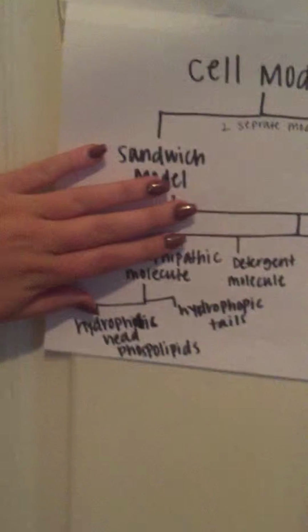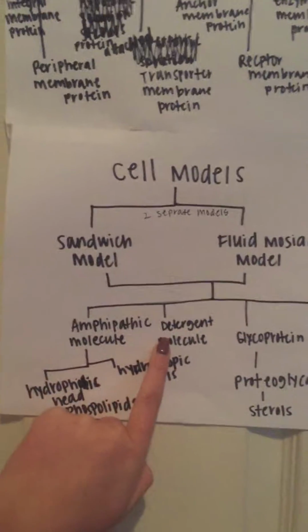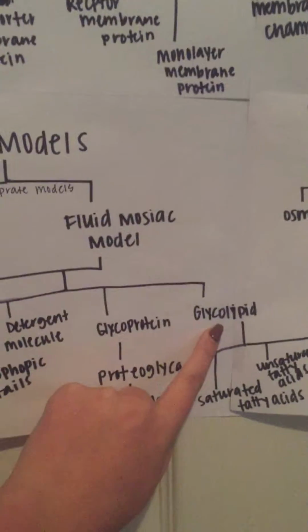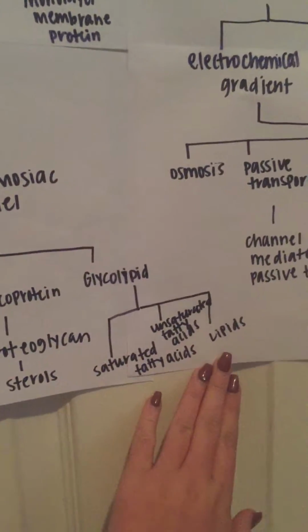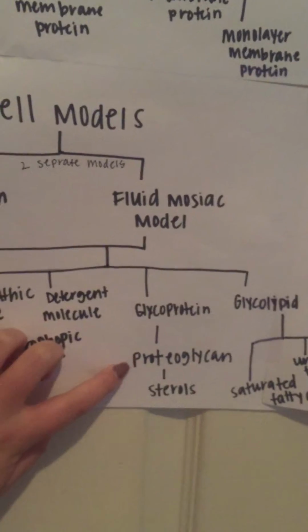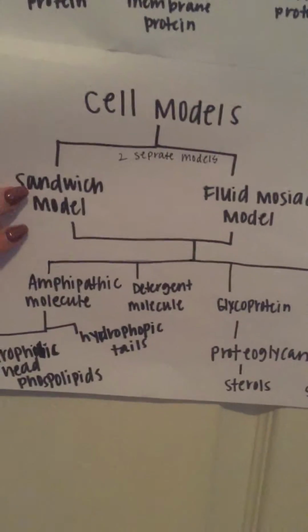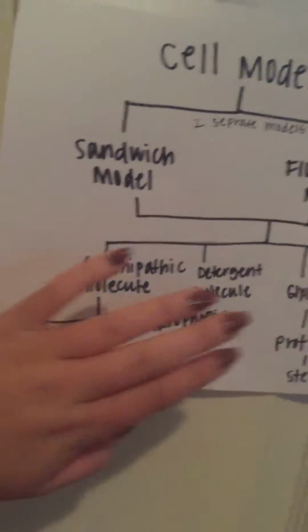And then from those two models, I put some of the molecules: the amphithetic molecule and the detergent molecule, and then glycoprotein and glycolipid. From glycolipid, I put saturated and unsaturated fatty acids, and then just regular lipids. And then I put from glycoprotein, proteoglycans, and sterols. And then detergent molecules alone, and then amphithetic molecule, I have the hydrophilic heads and the hydrophobic tails.